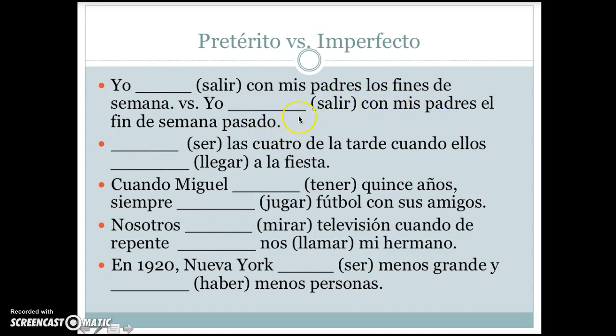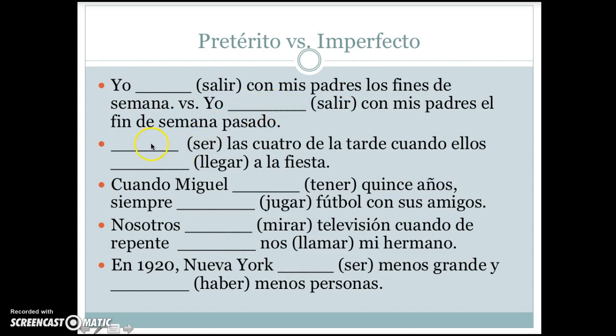last weekend. Which is the imperfect, which is the preterite? Well, if it's something you did habitually and we don't know when it started, when it stopped, we use the imperfect. Yo salía. Versus last weekend is over and done with. That has a very clear beginning and ending. Yo salí con mis padres.